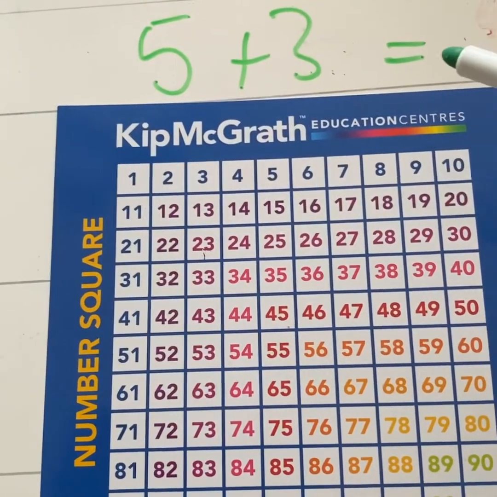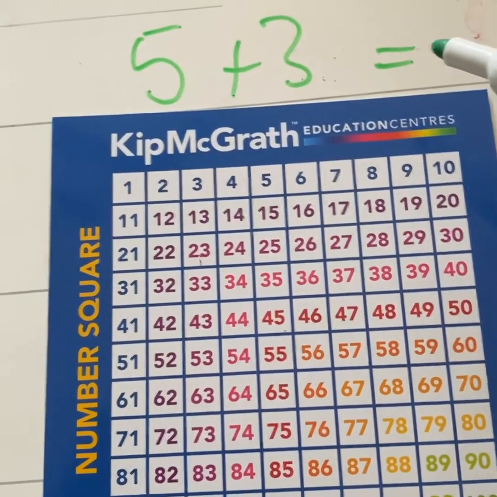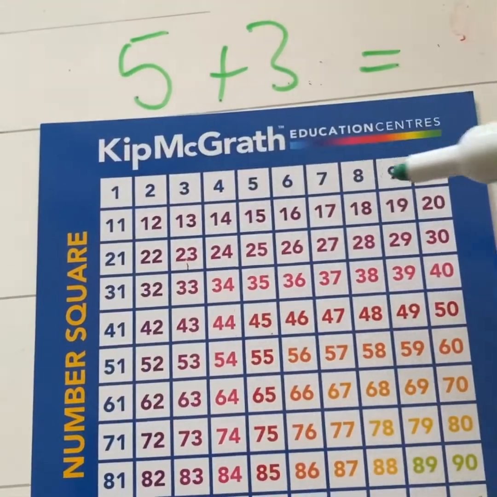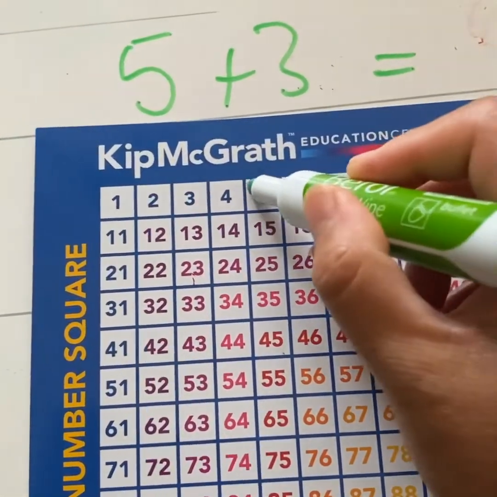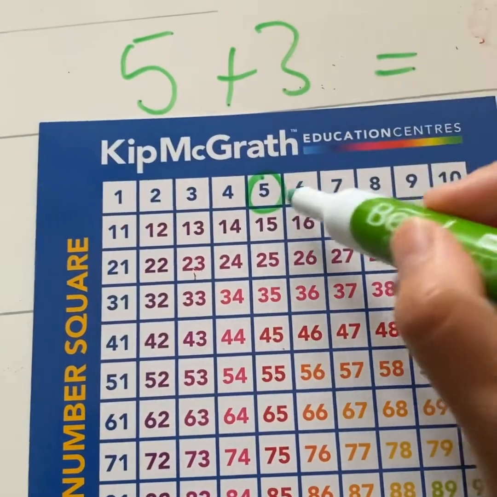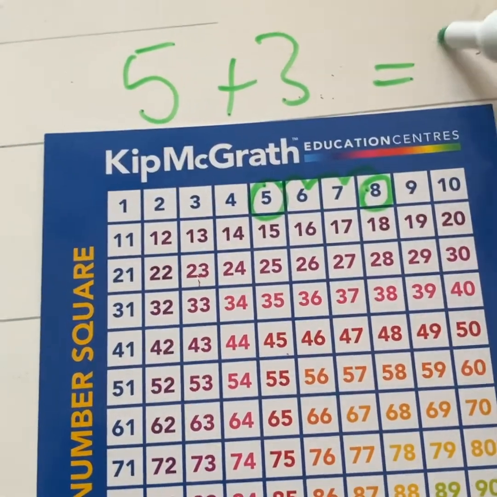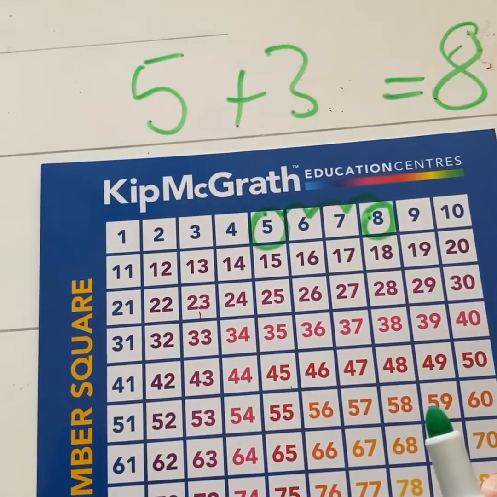So I'm going to demonstrate how you can do the easiest thing using 100 square. Actually, you don't need 100 square for this. You just need one line because the answer is less than 10. If you have one line, it's called a number line. So we start off with 5 and then we're going to add 3: 1, 2, 3, and you end on 8. So 5 add 3 equals 8. That's the easiest way to do that.